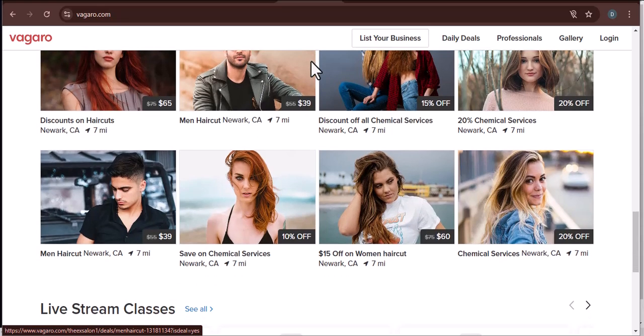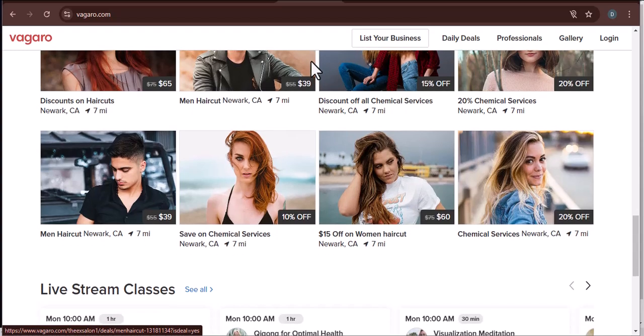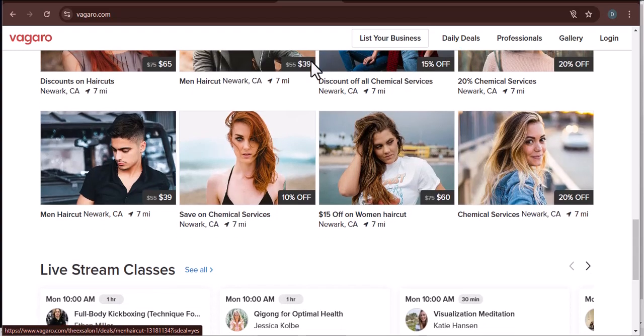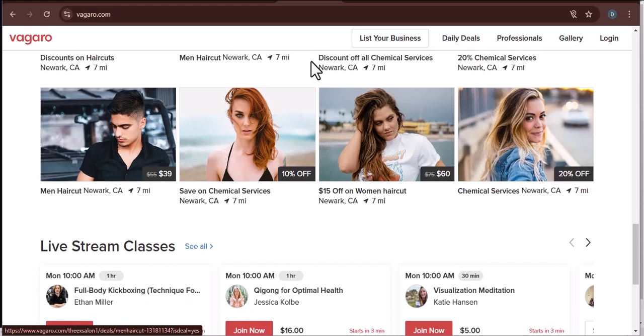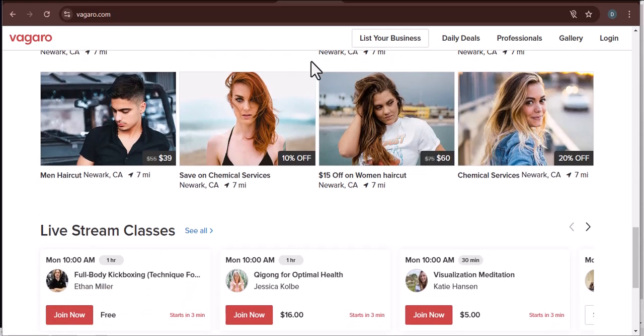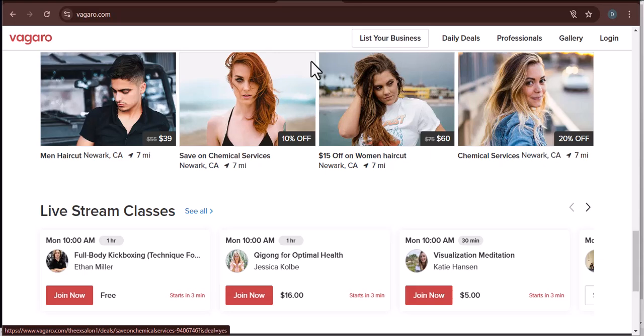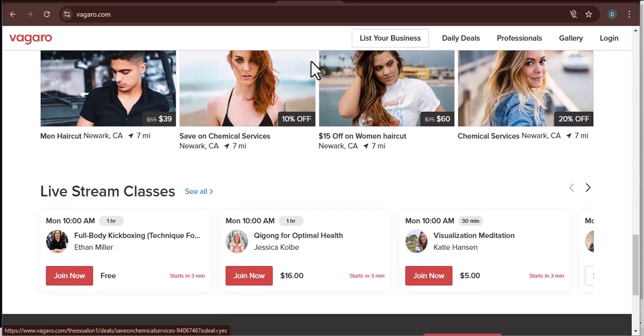How to prevent clients from being blocked on Vagaro. There are a few things that you can do to prevent clients from being blocked on Vagaro. Make sure that your terms of service are clear and concise. Your terms of service should outline the rules and expectations for using your Vagaro account.